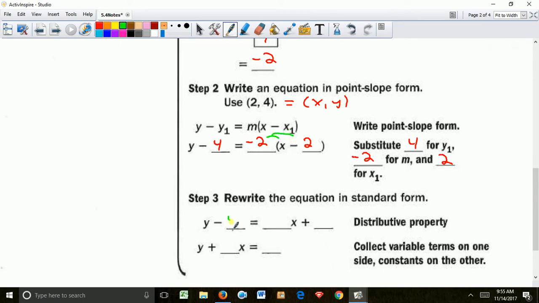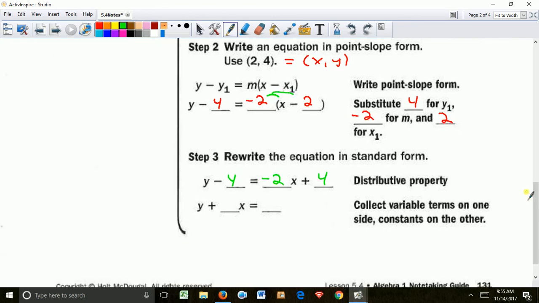We now have y minus 4 is equal to negative 2 times x, which is negative 2x. And then negative 2 times negative 2 is a positive 4 using the distributive property. Next, you want to get the constant by itself, so what you can do now is just add 2x to both sides of your equation. And then doing some scratch work off to the side, we now have y minus 4 plus 2x is equal to 4. And then for the last step, add 4 to both sides of your equation.